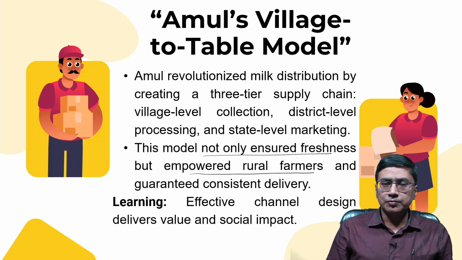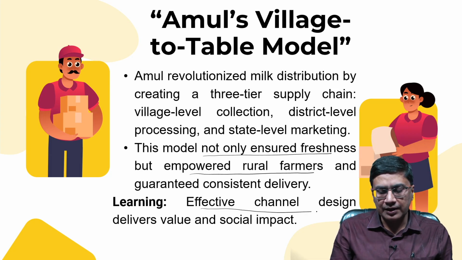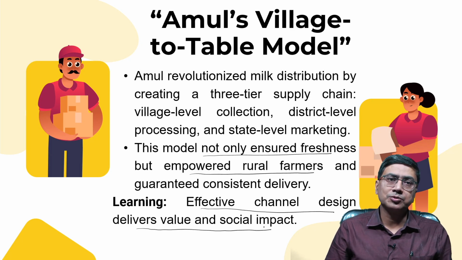This model not only ensured freshness but empowered the rural farmers. That is the objective of the cooperative movement. That's the objective of empowering the small farmers or the small milk producers and integrating their effort into a big brand like Amul. So what's the learning for us? This is actually an effective channel design that delivers value and social impact.